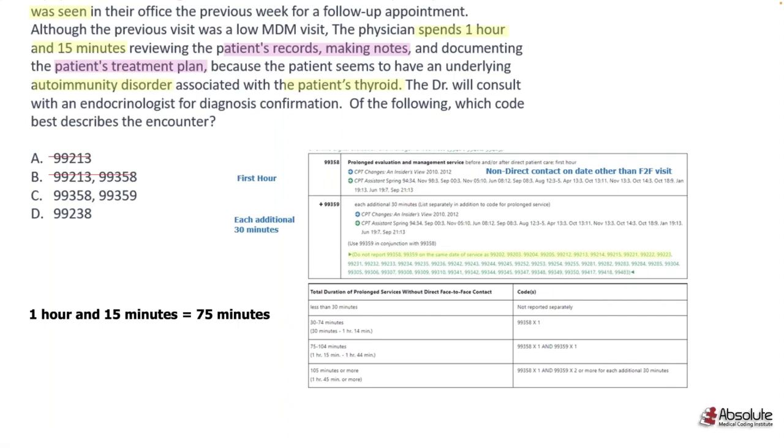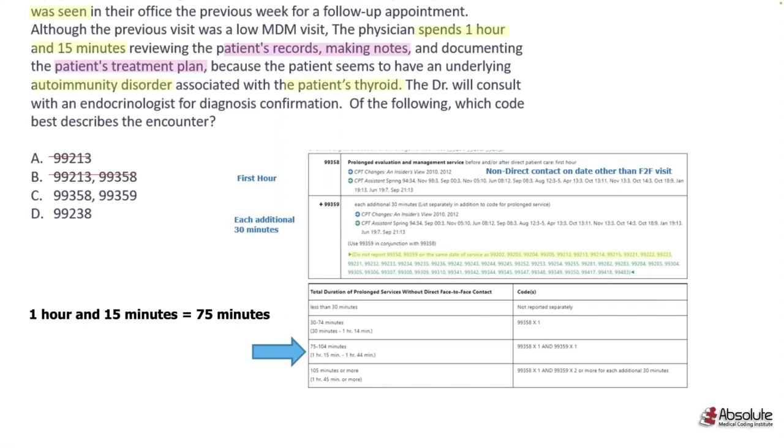Now, if you try to do this on your own, you might say, well, I can't code the 99359. Yes, you can. And see this chart below? It's going to help us. First thing that we need to do, break everything down into minutes. And 1 hour and 15 minutes equals 75 minutes. Now let's look for 75 minutes on the chart below. There you go. 75 to 104 minutes says that you can code 1 unit of 99358 and 1 unit of 99359. So we see that C is correct.